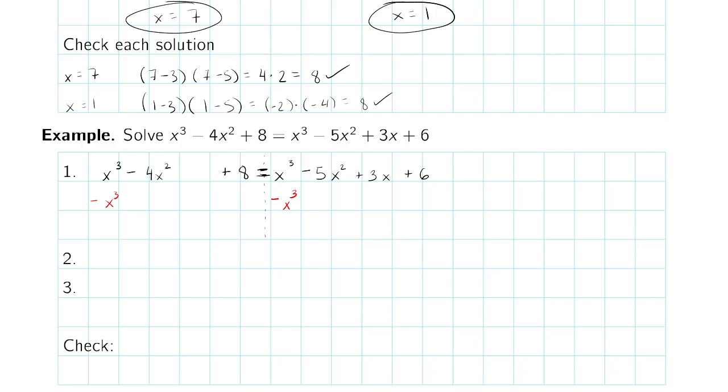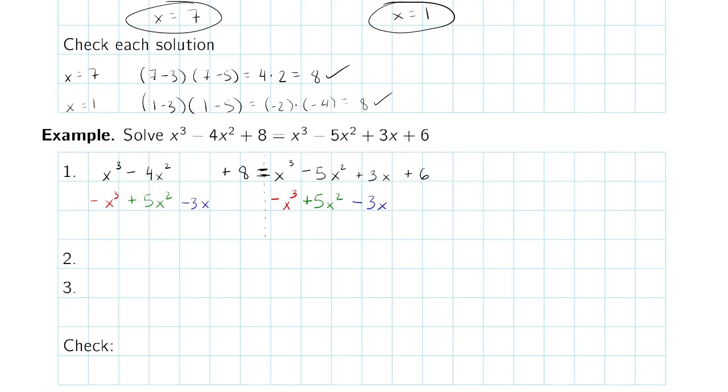I'm going to get rid of the minus 5x squared on the right, so I'll add 5x squared. I need to add 5x squared on the left as well. I want to get rid of 3x on the right, so I'll subtract 3x. I need to subtract 3x on the left as well. And that's why I left that space, so I would have somewhere to write that minus 3x.